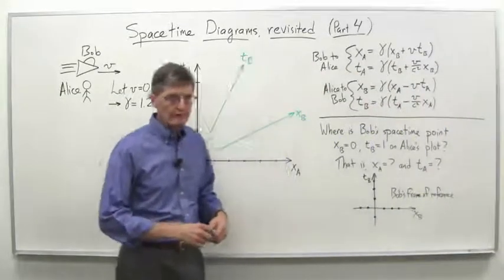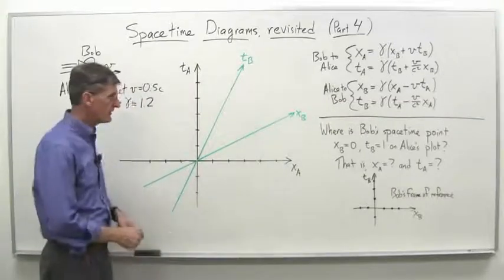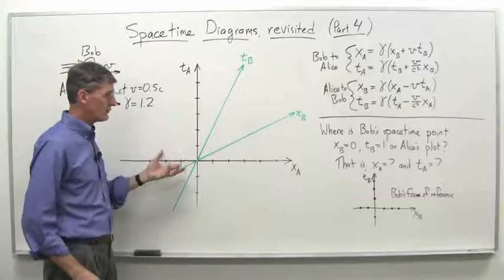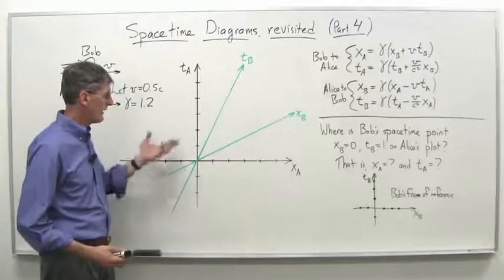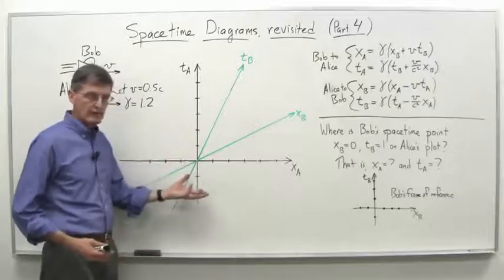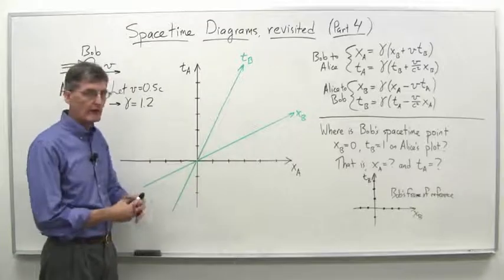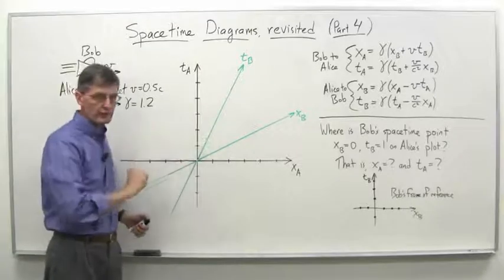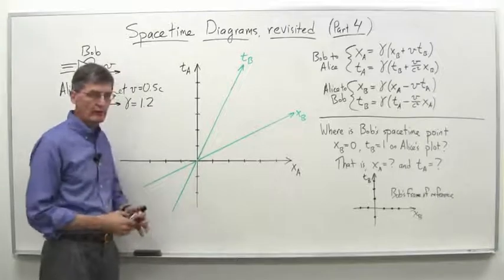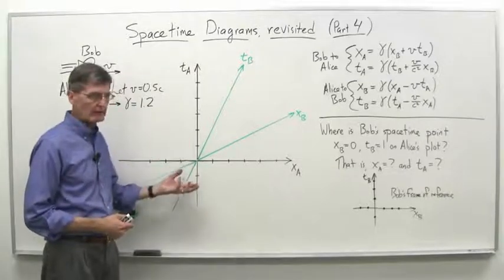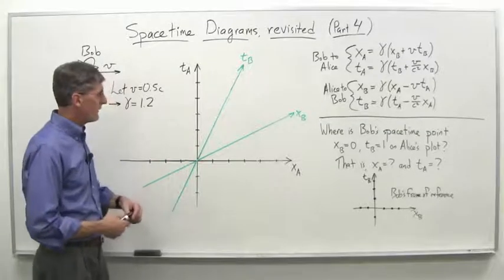On to part 4 of our space-time diagrams revisited. What we've done here is expand our diagram from last time, where we had Alice's space-time diagram, her frame of reference, and then we figured out what Bob's space-time diagram, the axes, would look like if we put it also on the same plot as Alice's diagram. And this is what we got from last time.